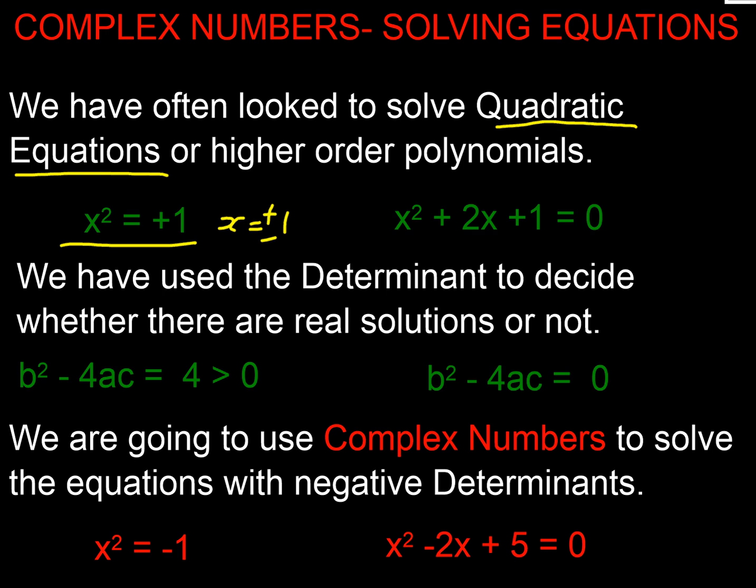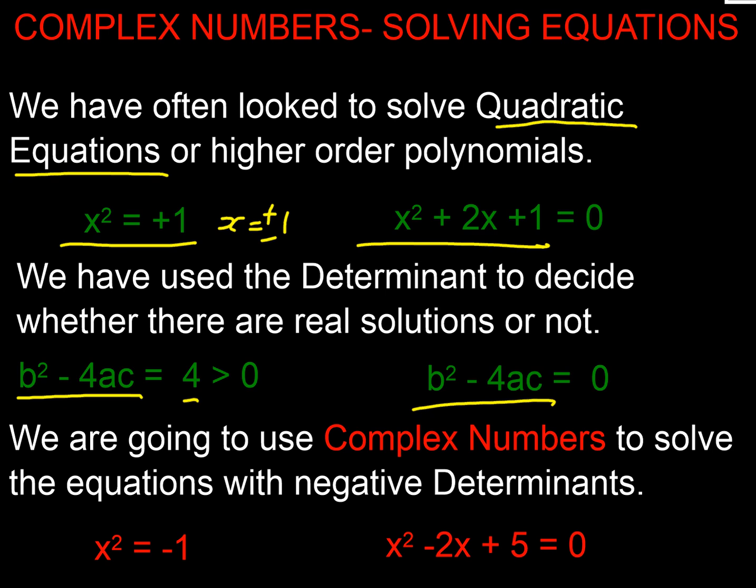Yep. And we've also looked at the fact that sometimes there aren't real roots, and that we've used the discriminant b squared minus 4ac to decide whether there are real roots. So in the cases above here, that's greater than 0, so we know we've got two real roots, and on the right hand equation here we know that equals 0, so we've got one repeated root.